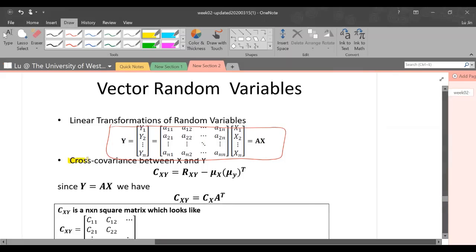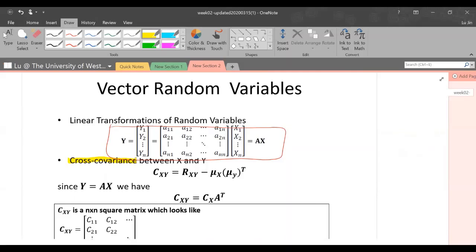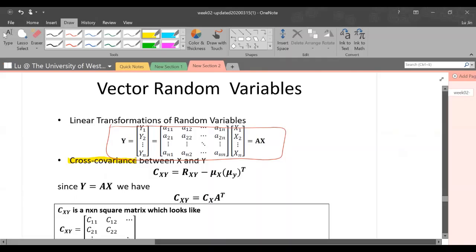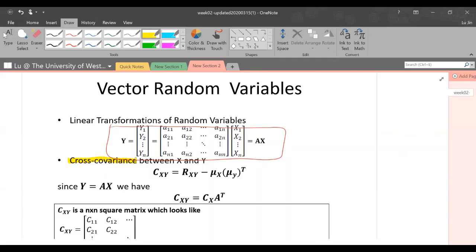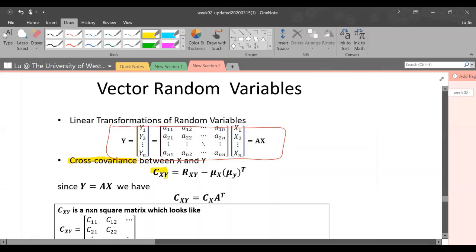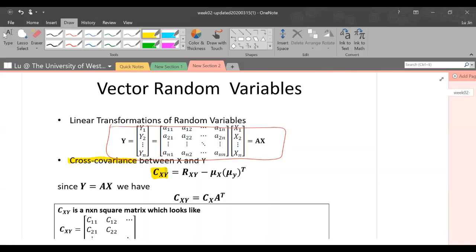A new concept called cross covariance. Okay, be careful. This concept is different from the covariance matrix. The covariance matrix is used to calculate the covariance between any two random variables within the same vector. But the cross covariance matrix is used to calculate covariance between two random variables coming from two different vectors. In this case, one random variable comes from X, the other random variable comes from the Y vector. So you can see, regarding this cross covariance matrix, the notation is CXY. Both X and Y are using the boldface font. That means X is a vector, Y is also a vector.